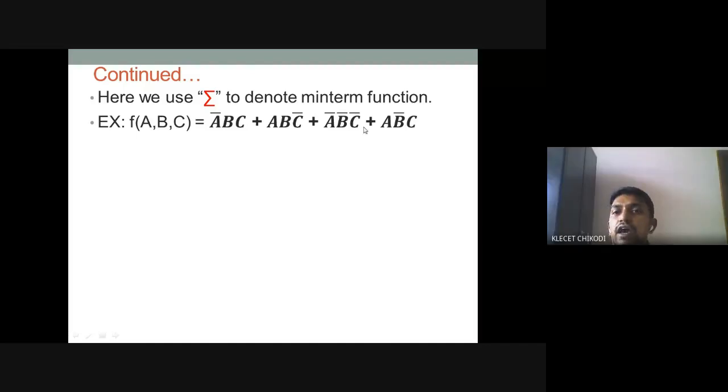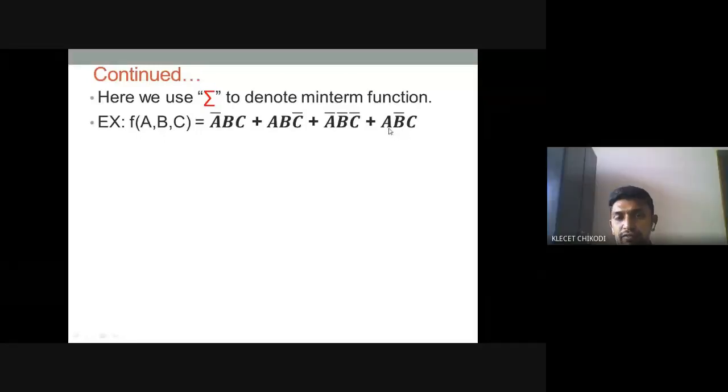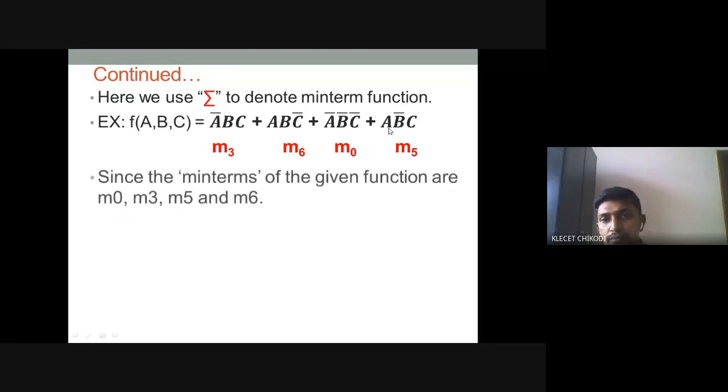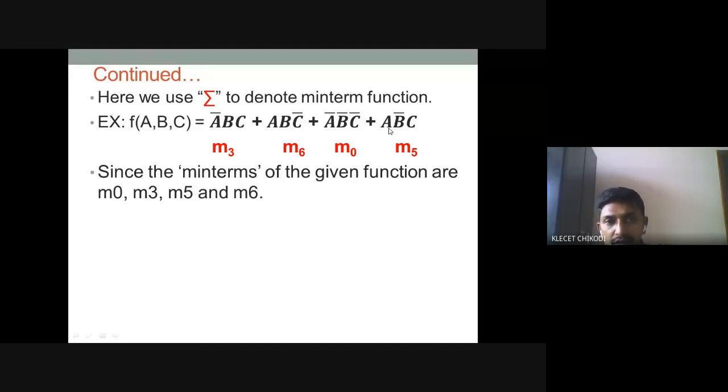Fine. And what will be the respective min term for this A, B bar, C? It will be M5. Okay, you can see here the respective min terms are M3, M6, M0, and M5. Better if you have written the table, then it will be very easy for you to identify the min terms.